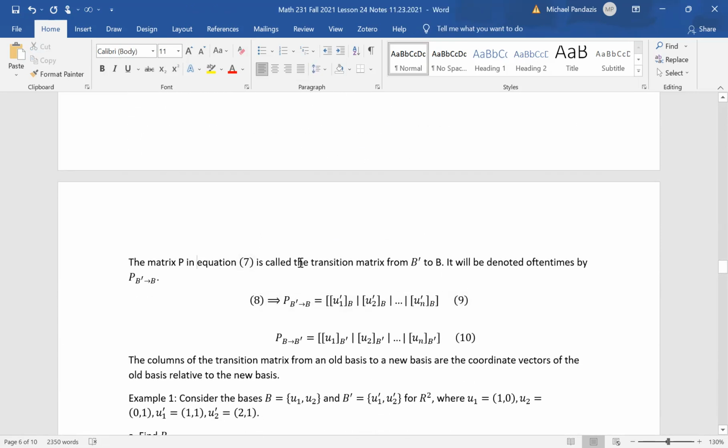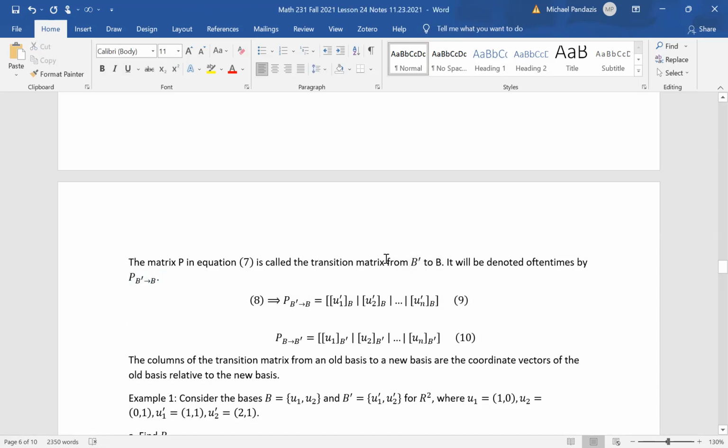The matrix P in equation 7 is called a transition matrix from B prime to B. It will often be denoted by P sub B prime arrow B. This P means transition matrix. This B prime means, in a sense, the old basis. Arrow means going to, and then the new basis B. So B prime arrow B says you're thinking of B prime as the old thing, and you now have a new thing B. You're going from old to new. So it's the transition matrix from B prime to B, B prime arrow B down there.